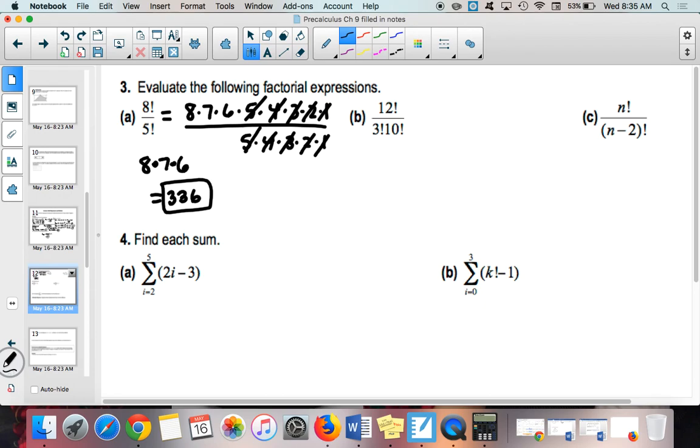So when I see something like 12 factorial over 3 factorial, 10 factorial, I don't want to write all that out. The way I typically write it is I would do 12 times 11, and then I'd say, oh, I have 10 factorial on the bottom. So I stop at 10 factorial. Does it make sense? Because it's 12 times 11 times 10 times 9 going all the way down. And then the 3 factorial is 3 times 2 times 1. You can leave off the 1 if you want. So what happens is the 10 factorial goes away.